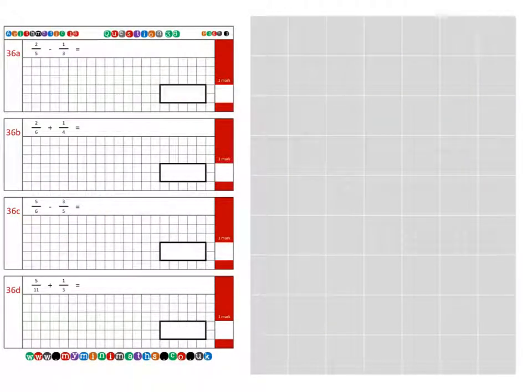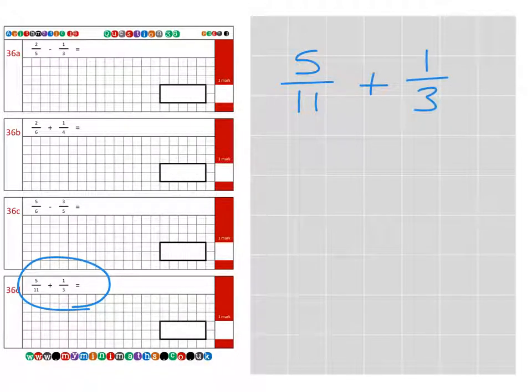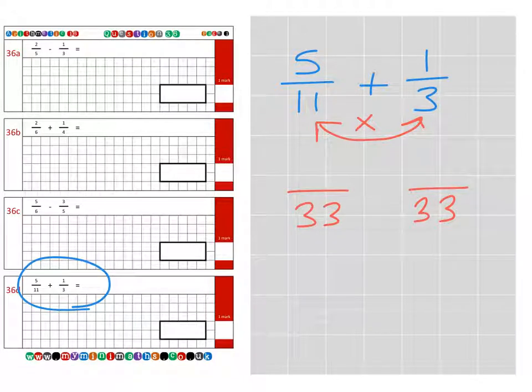And for today's final question of the tutorial, which is question 36d, it's 5/11, and we're going to add 1/3. Again, if we look at finding a common denominator of these two, which are 11 and 3, so if we multiply them, we finish with a new common denominator of 33. And we're going to be adding these together.